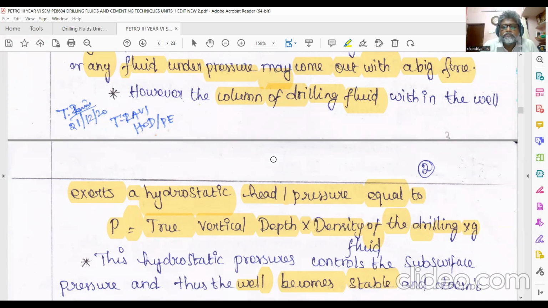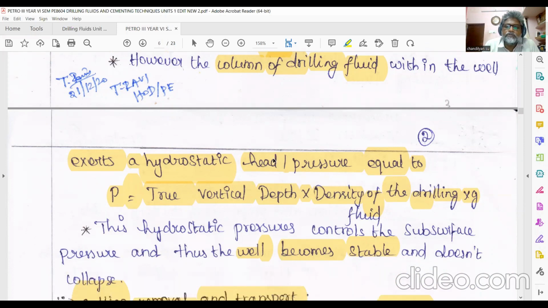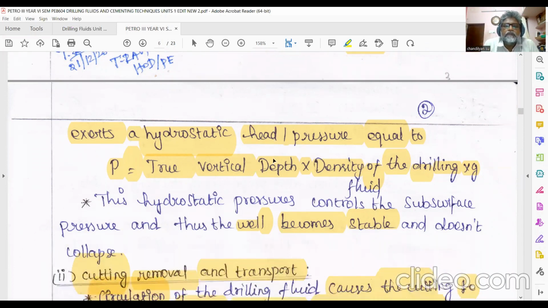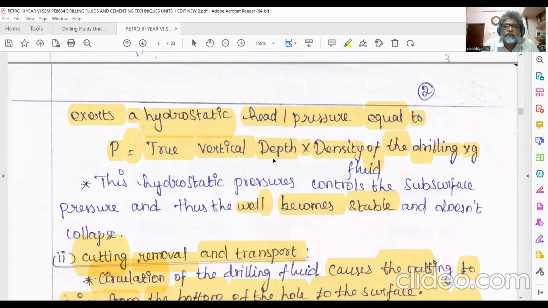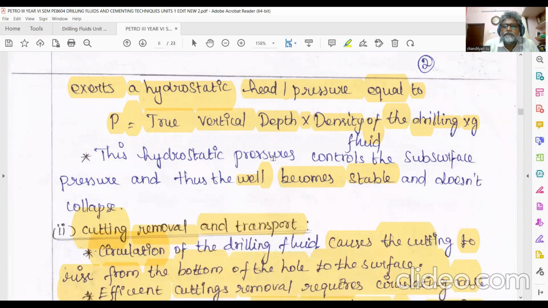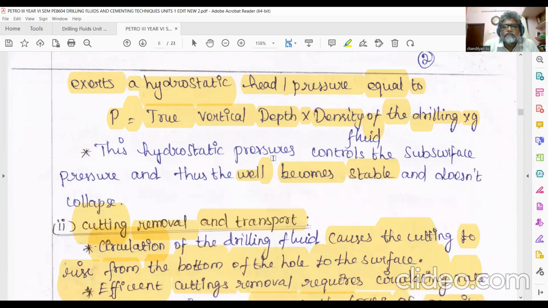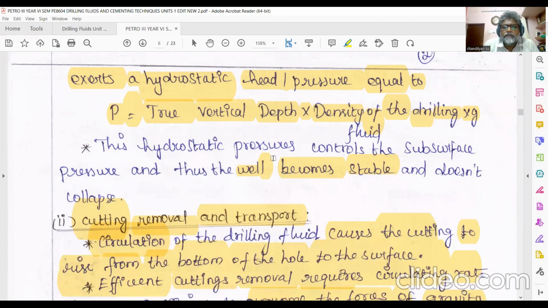So how do we calculate the hydrostatic pressure? Pressure is equal to TVD, the true vertical depth, multiplied by rho, the density of the fluid, and g. So that's the formula for pressure. We need to keep the well stable so that it does not collapse.